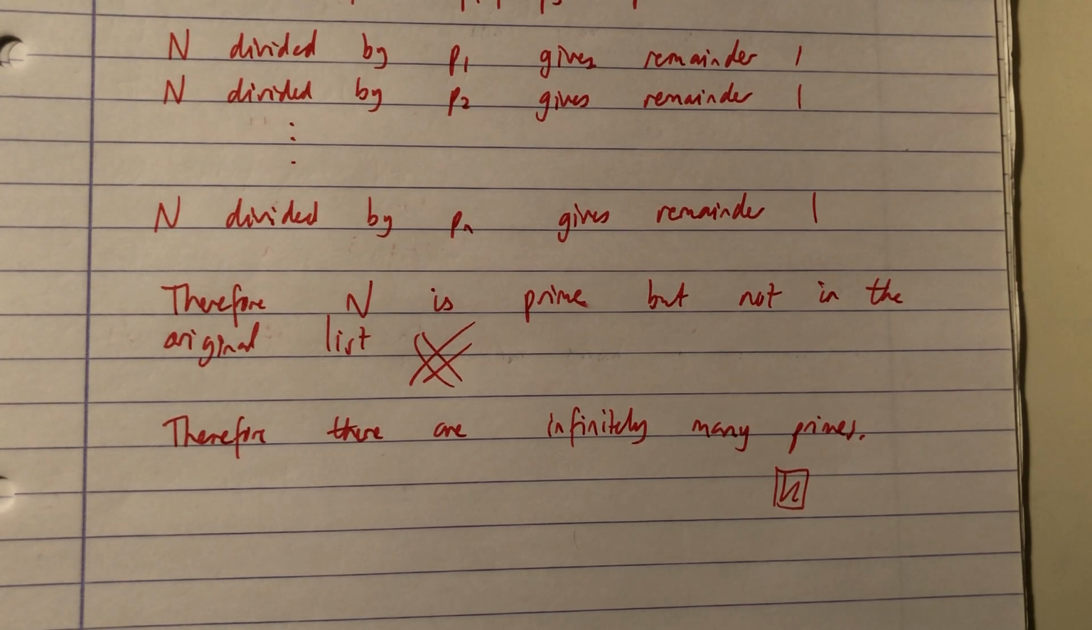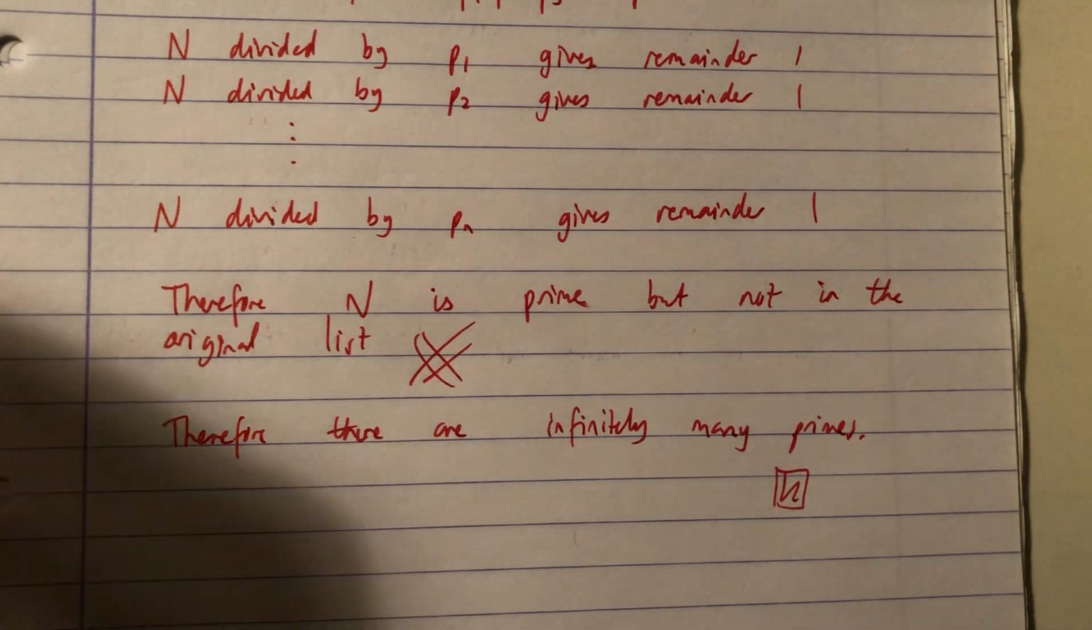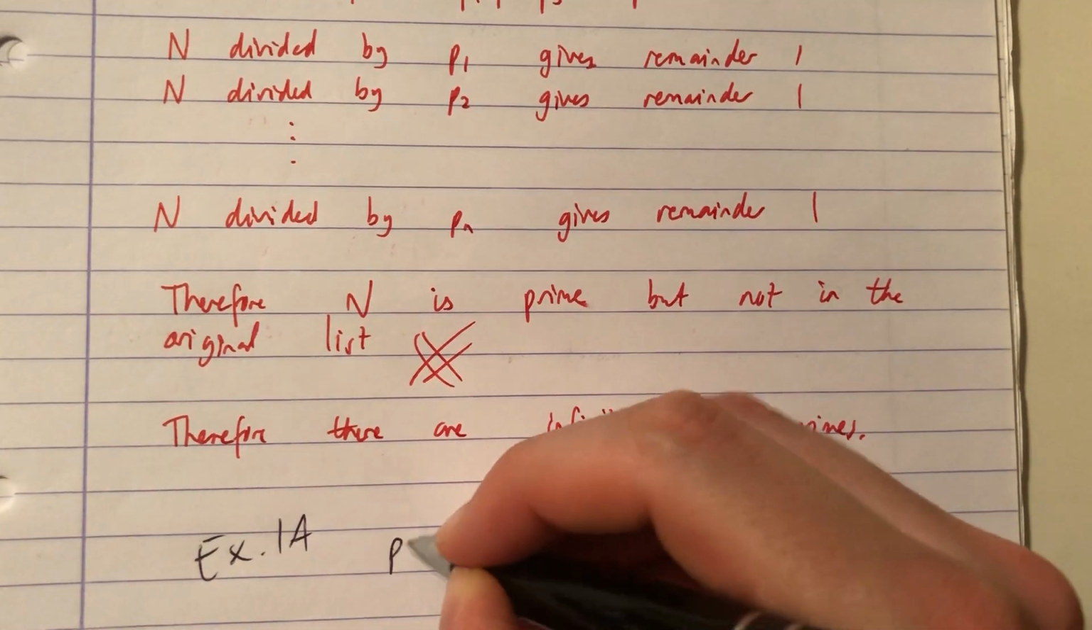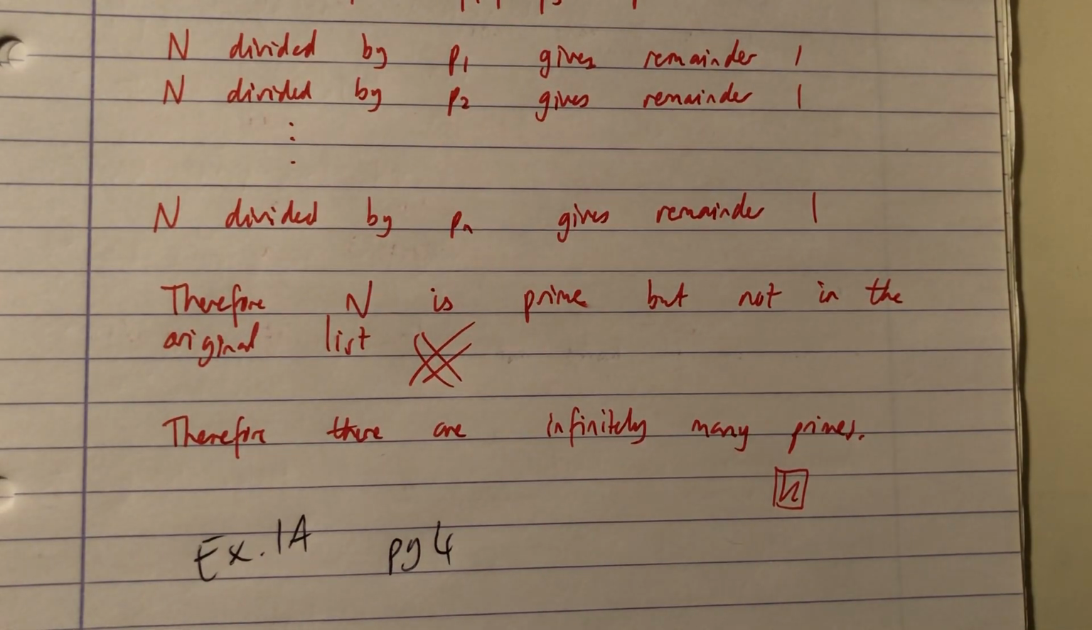And the questions I would like you to do are everything from exercise 1A. So exercise 1A on page 4, and it goes on to page 5 as well. And that's pretty much it.